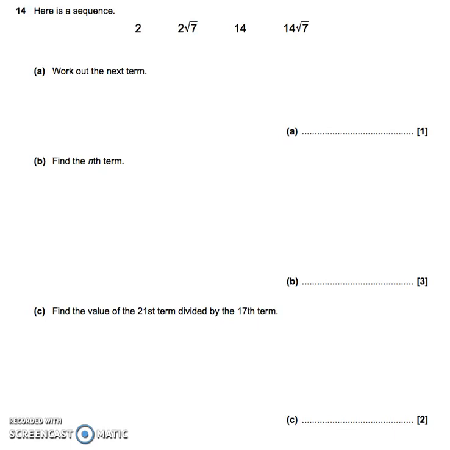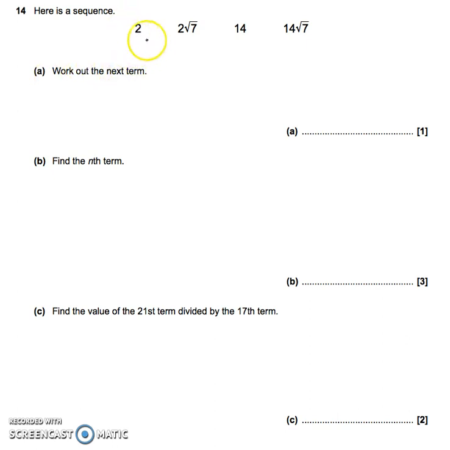Right, question number 14. We've got a sequence that starts with 2, and then the next number is 2 root 7, and then the next number is 14, and the next number is 14 root 7. We need to work out what the next term is. So this might look a little bit tricky to begin with, but actually it's pretty simple.